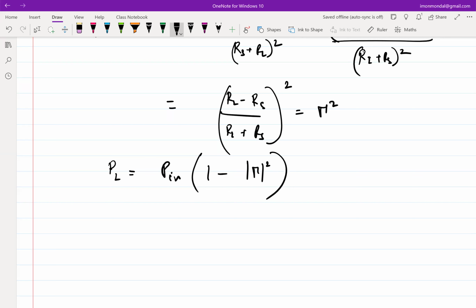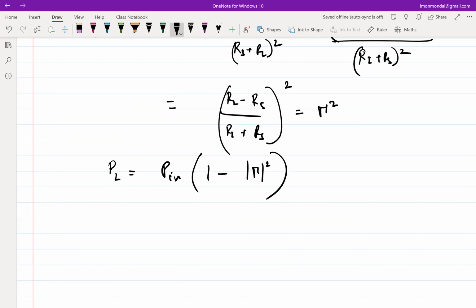Now, this is something that I'm sure you have seen earlier. So now it might seem like a mathematical trick, right? But there is some physical significance to it. Now, what is the physical significance? Now, what is P in? P in is essentially the amount of power that the source is trying to deliver to the load if there is no reflection, when RL is equal to RS.